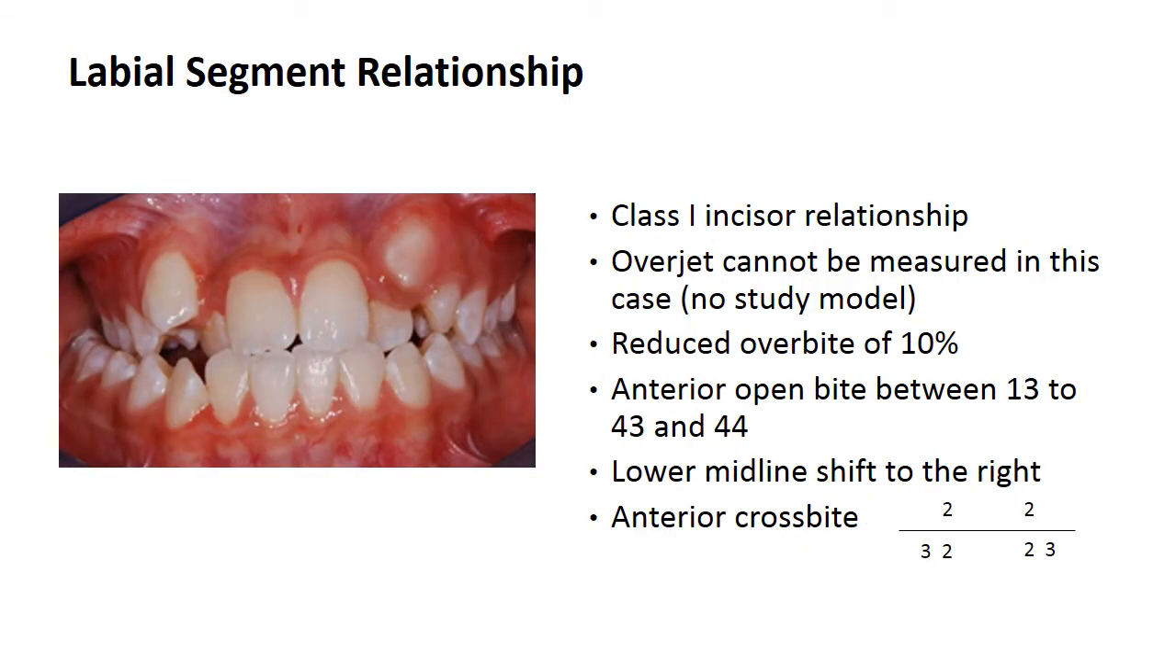So these are the labial segment relationships. For the inter-arch assessment, the patient has a class 1 incisor relationship. Overjet cannot be measured in this case because there is no study model. The patient also presented with a reduced overbite of 10%, an anterior open bite between 13 to 43 and 44, and then a lower midline shift to the right, and also an anterior crossbite at teeth 12 to 42 and 43, and then for the left side, teeth 22 to 32 and 33.